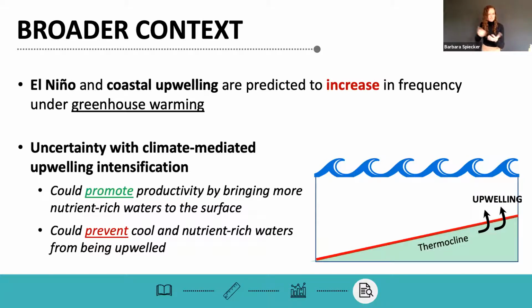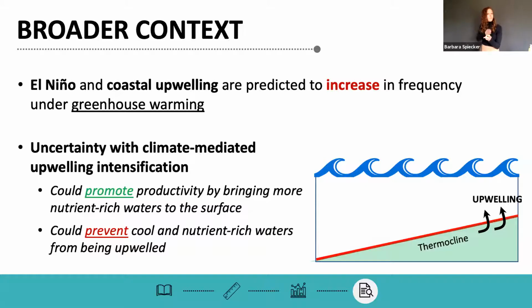What do my findings mean for future studies? Well, the frequency of strong El Nino events are likely to increase in the future as our world continues to warm. And coastal upwelling may intensify and persist longer in that case.